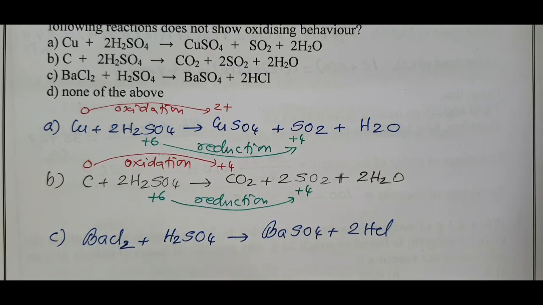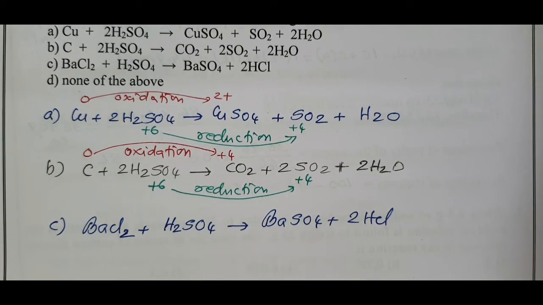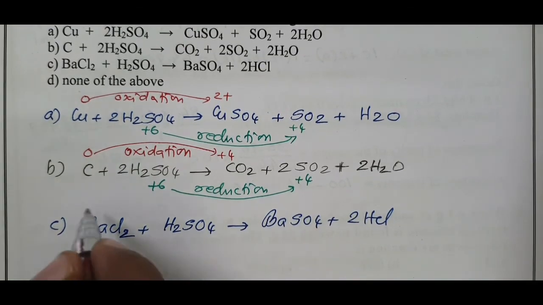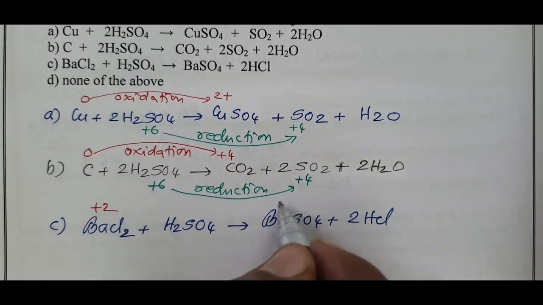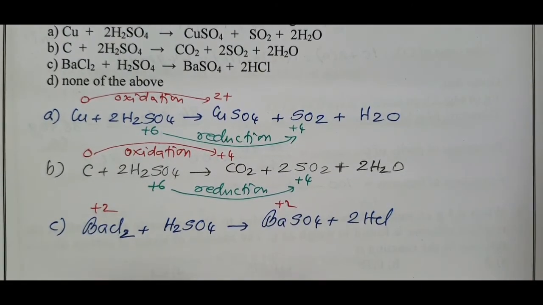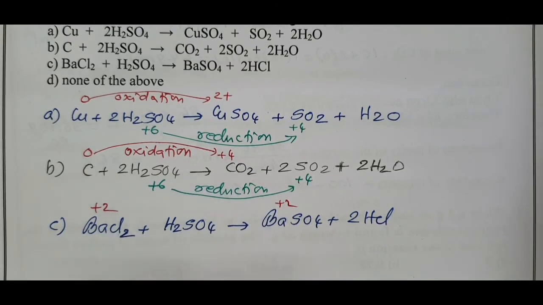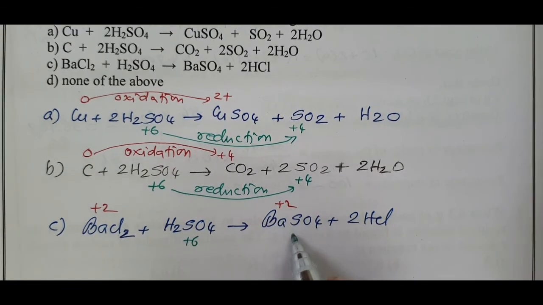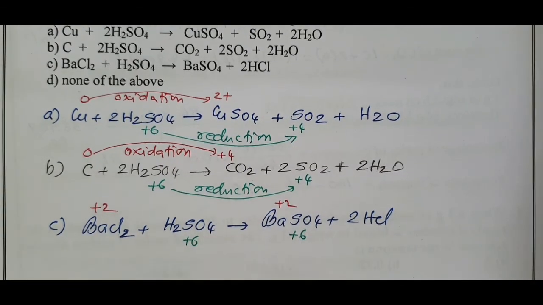Barium chloride plus sulfuric acid gives barium sulfate plus HCl. Barium oxidation state is 2 plus in barium chloride and 2 plus in barium sulfate. There is no change in the oxidation number. Like that, sulfur in sulfuric acid is plus 6, and in barium sulfate, sulfur is also plus 6. So in this reaction, no oxidation and reduction takes place.